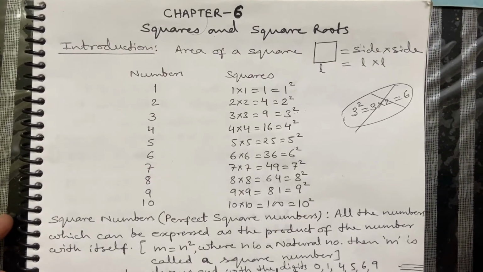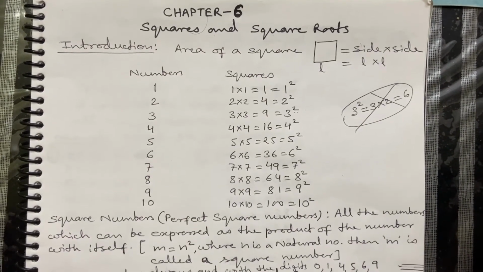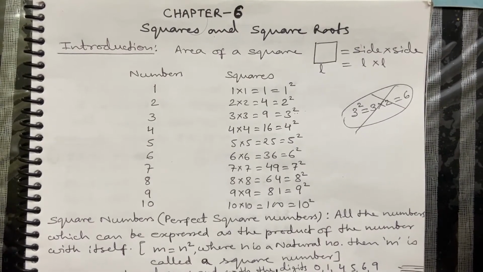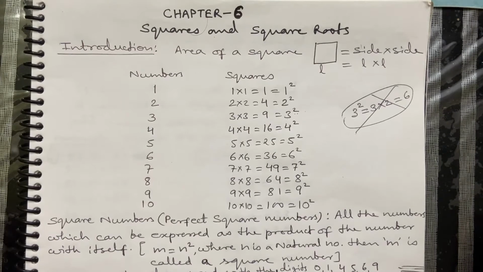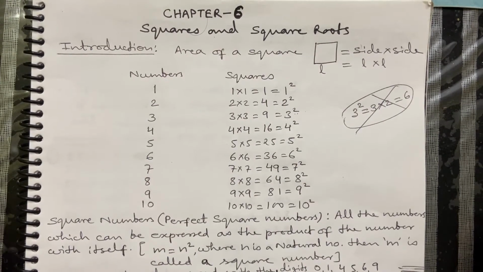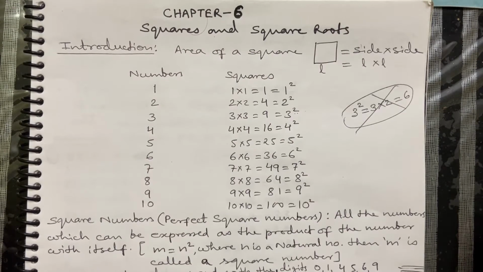Hello students, we'll study chapter 6, squares and square roots, which is a very easy chapter. In the first part of this chapter we'll learn how to do the squares of natural numbers, and we'll study some properties also, and we'll see some interesting patterns of numbers also. That is very interesting. So you have to develop interest for this chapter, then only you will enjoy.